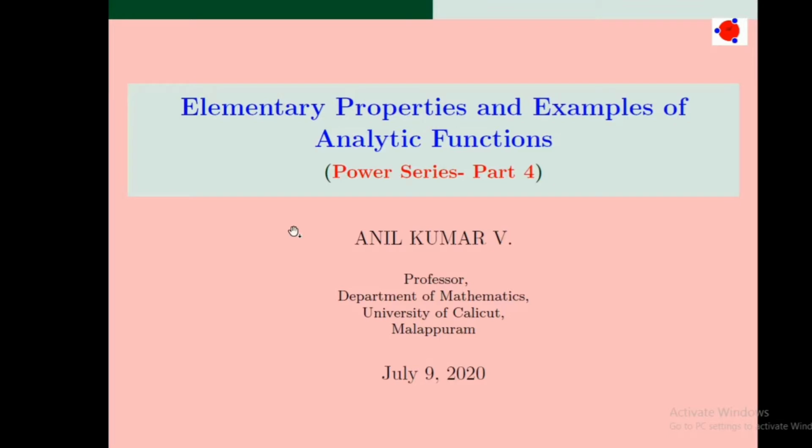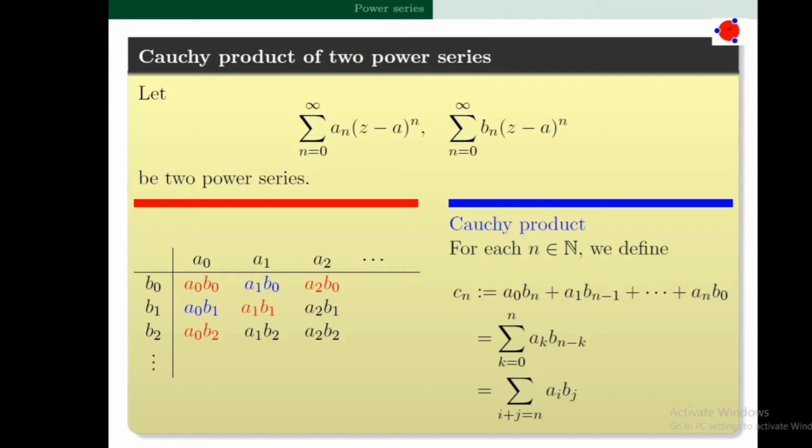Welcome to the 5th class on complex analysis. Today we discuss the Cauchy product of two complex power series. Let sigma a_n (z minus a)^n and sigma b_n (z minus a)^n be two complex power series. Here a_n and b_n are two complex sequences.